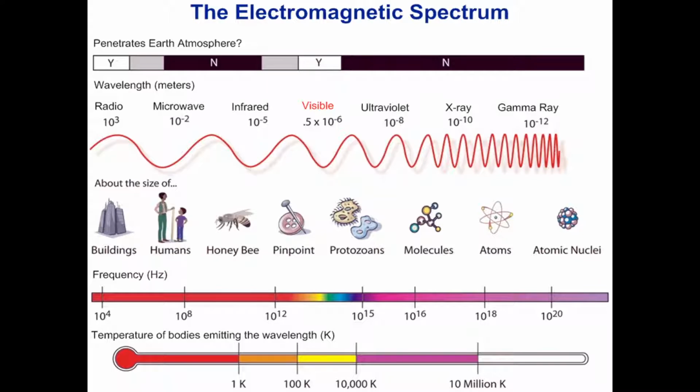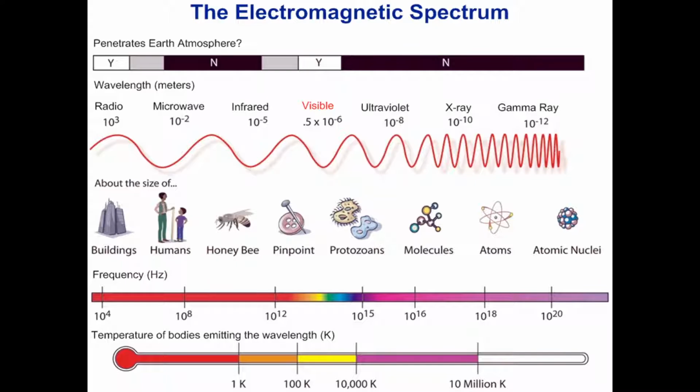So radio waves are about the same size as buildings and humans. Microwaves are about the same size as humans and honeybees, in centimeters. Infrared is closer to a pinpoint. So infrared is on the same order as the head of a pin, very small. Visible light has a wavelength on the size of cells. Ultraviolet and X-rays are about the same size as molecules and atoms, so very tiny.